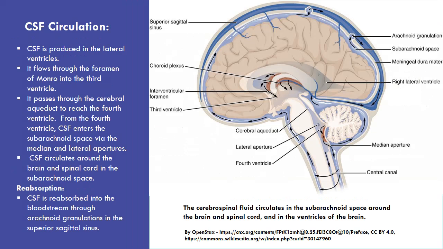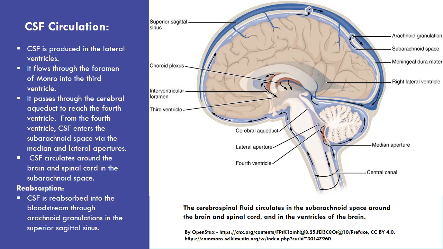Cerebrospinal fluid circulation. CSF is produced in the lateral ventricles. It flows through the foramen of Monro into the third ventricle. It passes through the cerebral aqueduct to reach the fourth ventricle. From the fourth ventricle, CSF enters the subarachnoid space via the median and lateral apertures.